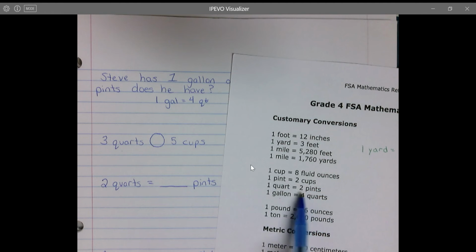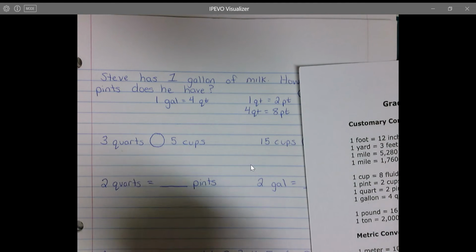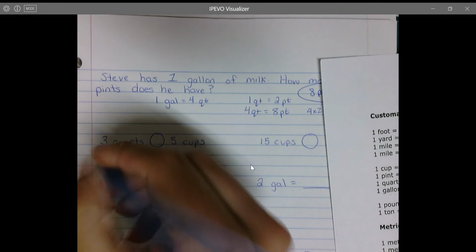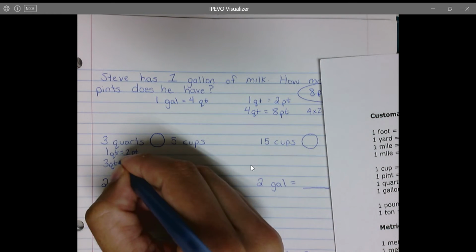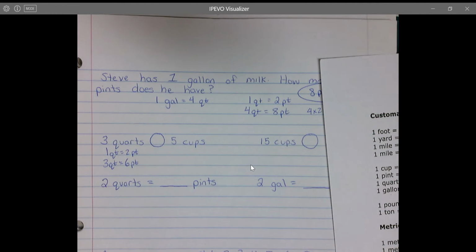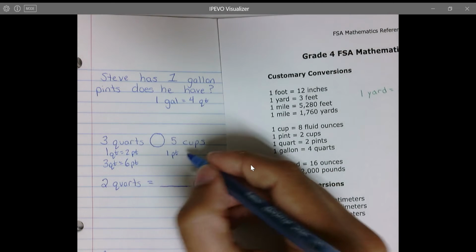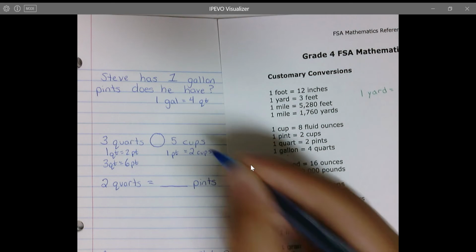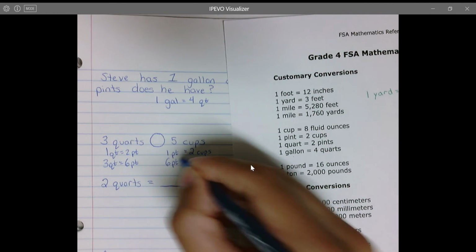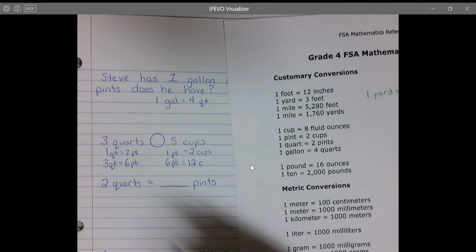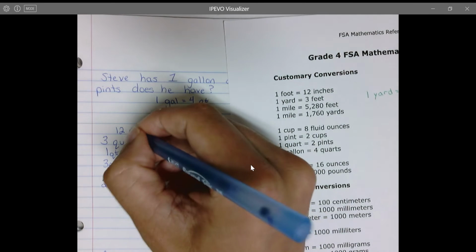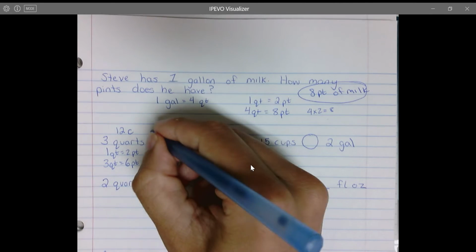Well, I can't do that in one step. It looks like I'm going to have to go from quarts to pints, and then from pints to cups. In 1 quart, there are 2 pints, so 3 quarts must be 6 pints. In 1 pint, we have 2 cups. So going from pints to cups, I'm multiplying by 2. That must be 12 cups. So 3 quarts is the same thing as 12 cups. Which one's greater? Well, 3 quarts is going to be greater.